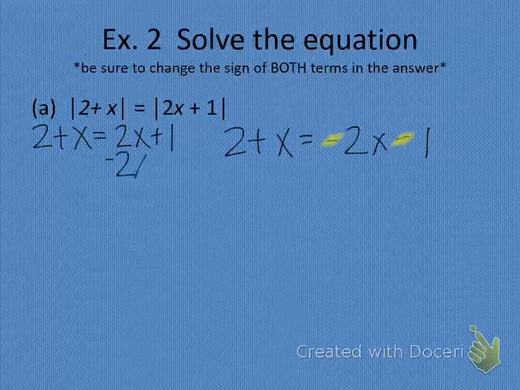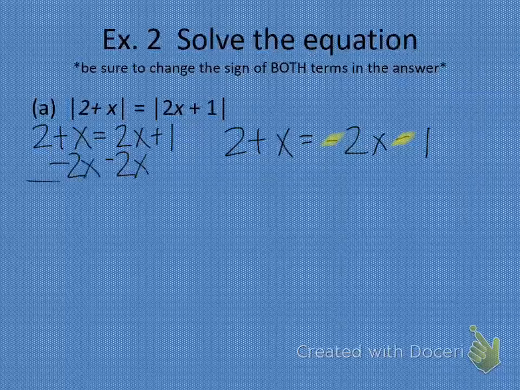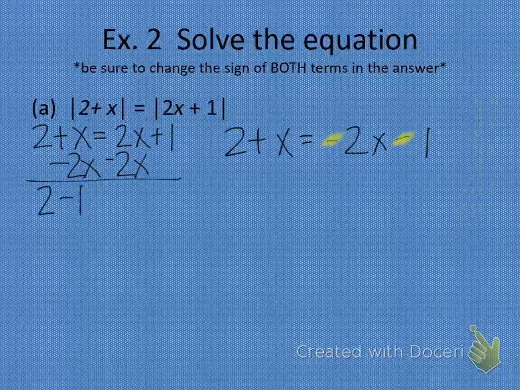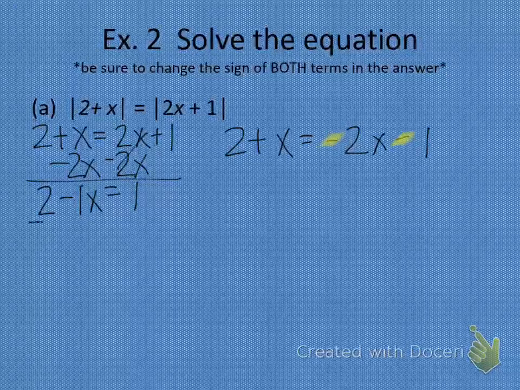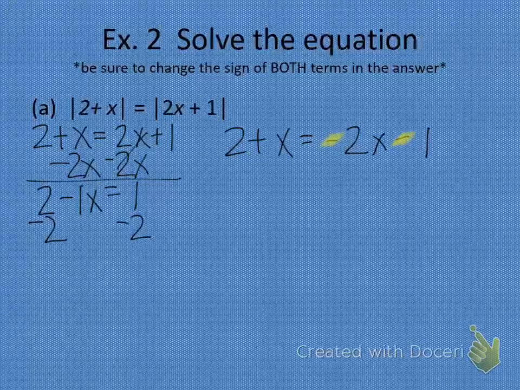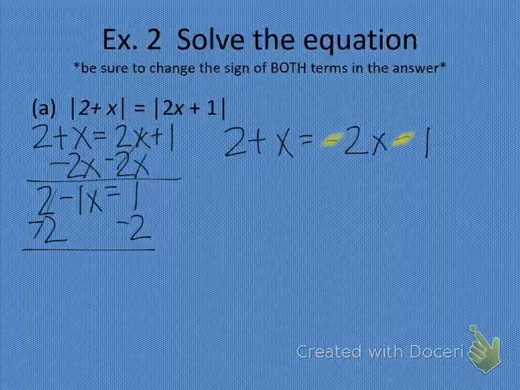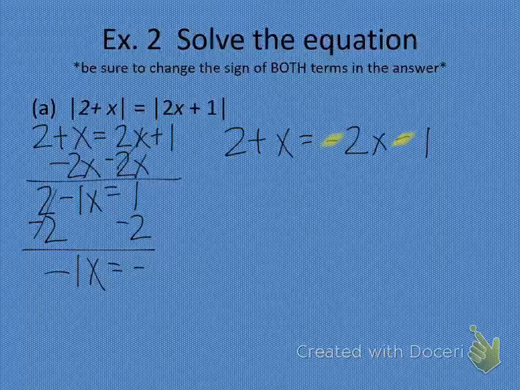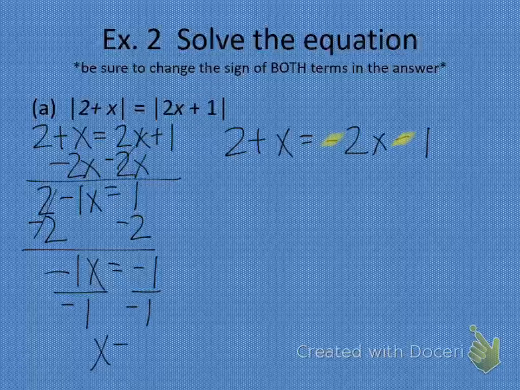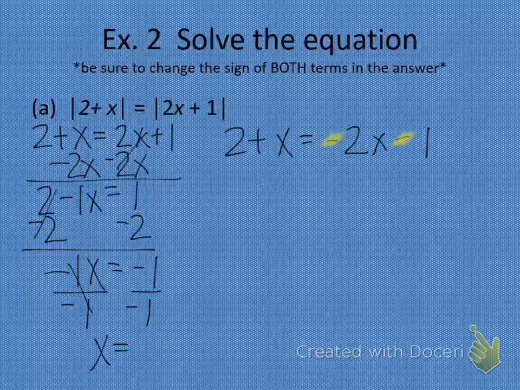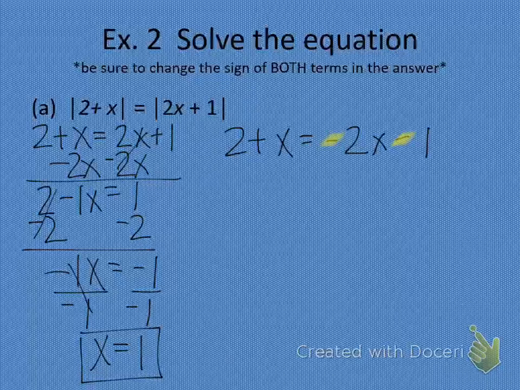So we subtract 2x from both sides in this first one. We get 2 minus 1x equals 1. We subtract 2 from both sides. We get negative 1x equals negative 1. We divide both sides by negative 1. And what does x equal? Chirp, chirp. What's negative 1 over negative 1? 1. Anything over itself is 1.